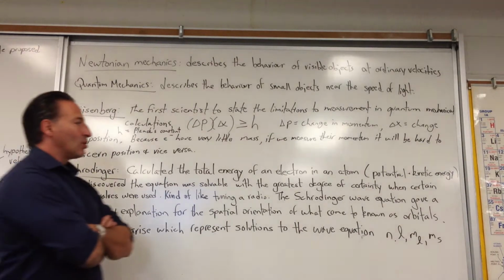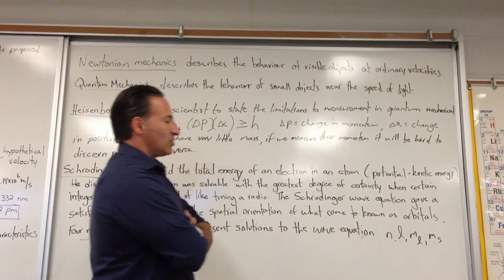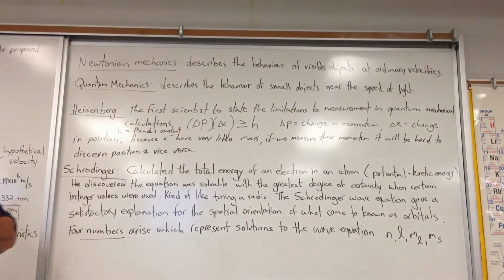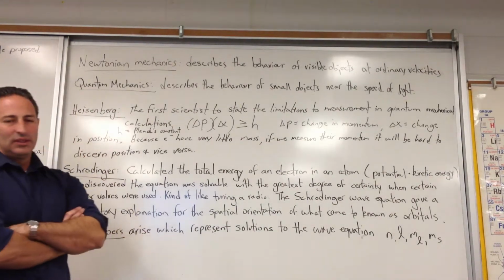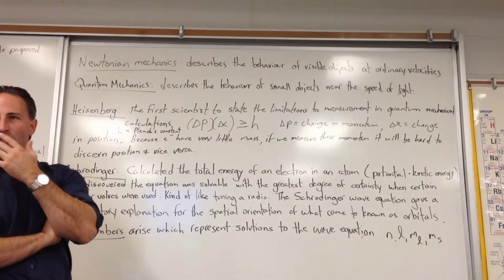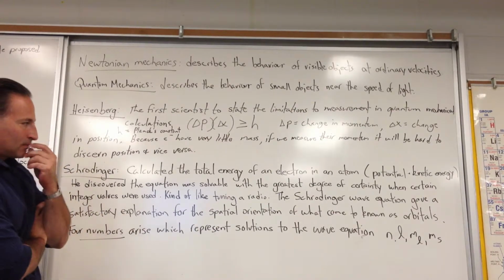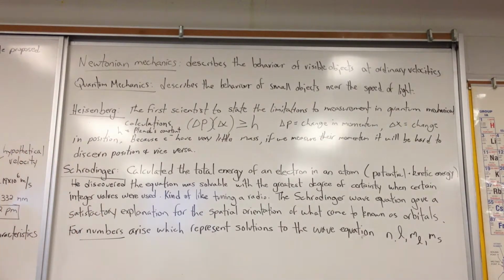He calculated the total energy of an electron in an atom using both the potential and the kinetic energy of an electron, and he discovered the equation was solvable with the greatest degree of certainty when certain integer values were used. Kind of like tuning a radio. You can tune a radio a little bit off, and you'll get a station, but you'll hear a lot of static. If you get the tuning on perfectly, you'll get the radio station much more clearly, but even then, if there's any interference, you might still get static. The analogy limps a little bit, but this is the idea.